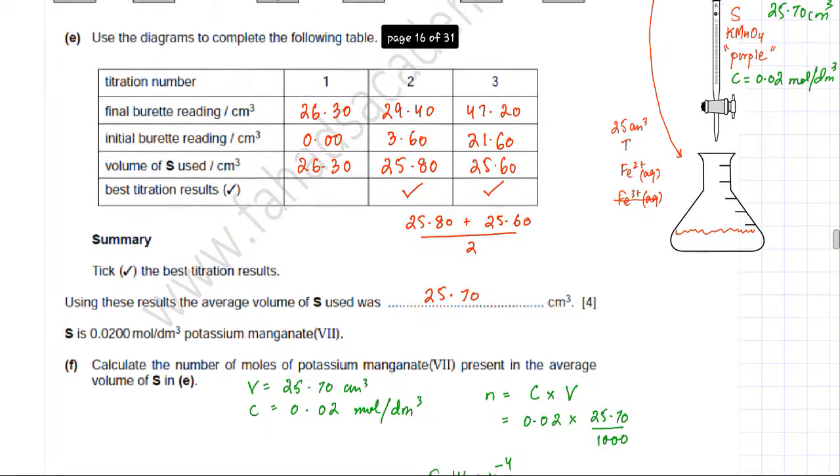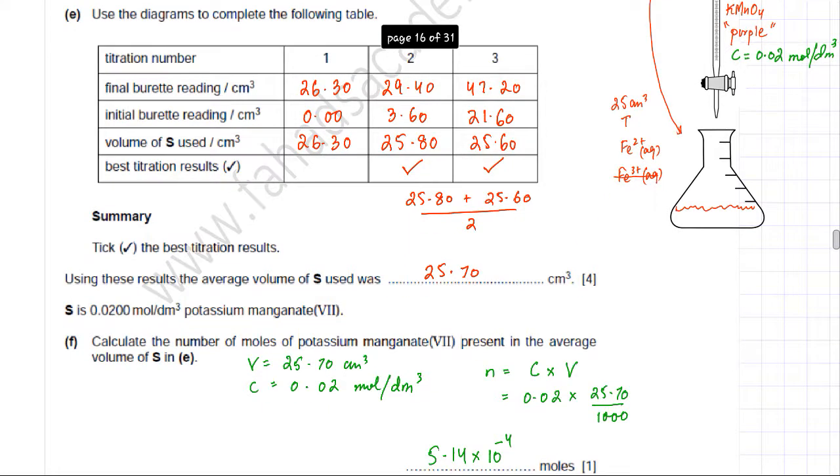Those are the moles of KMnO4 that are being added. So I'm going to add that to my sketch as well. So the amount of moles of KMnO4 that are being used are 5.14 times 10 to the power minus 4 moles. So that is the quantity of KMnO4 that's added into this flask over here, which contains Fe2+ ions.